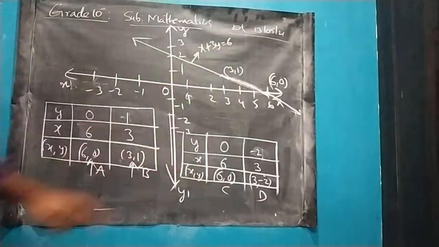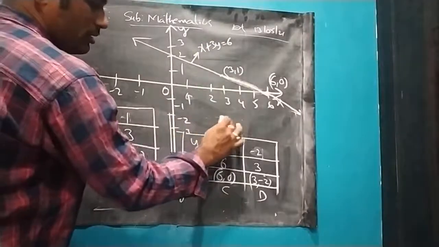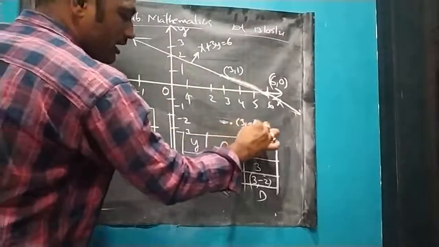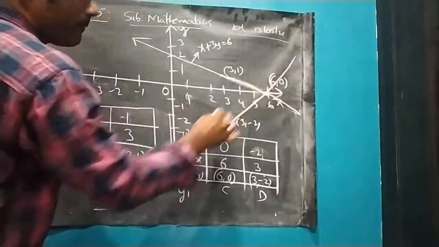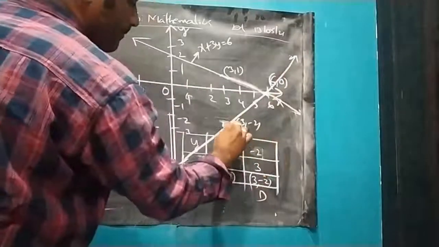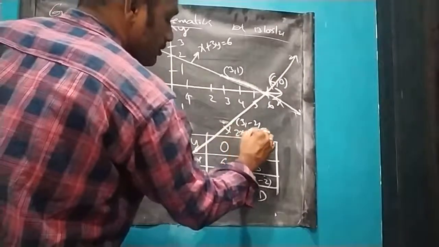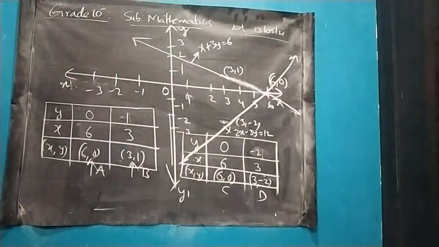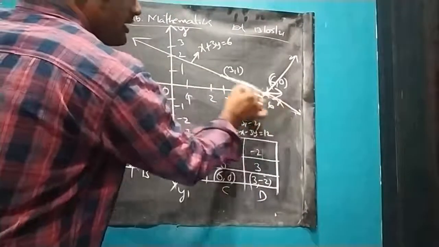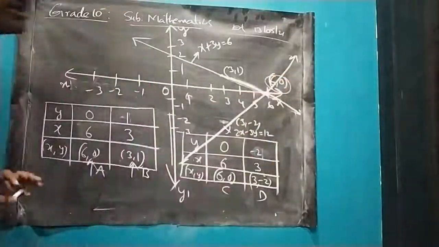Next, 6, 0 is already plotted. The next point is 3, -2. So 3, -2. So here the line is 2x minus 3y is equal to 12. Okay. Now, as I have already discussed, these two are intersecting lines, and they are meeting at what point? 6, 0.